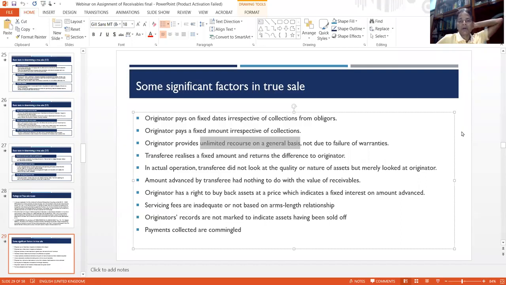Transferee realizes a fixed amount and returns the difference to the originator. This is what we call transfer of excess spread, which is once again very common in all securitization transactions. The entire excess spread flows back to the seller. In case of a transaction of sale, I have sold the receivables. If I've sold the receivables, where is the question of excess spread coming back to me? So if the excess spread has to flow back to me, it has to flow back in a justifiable way.